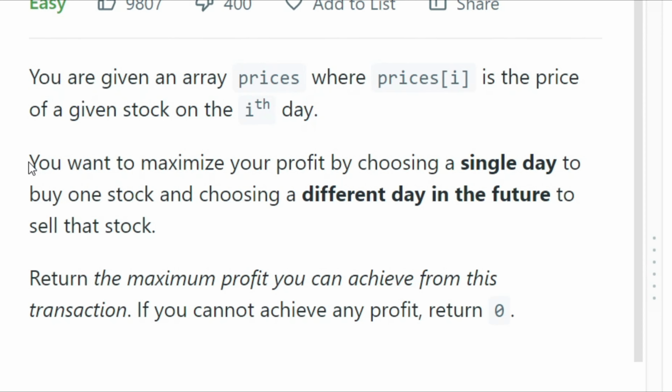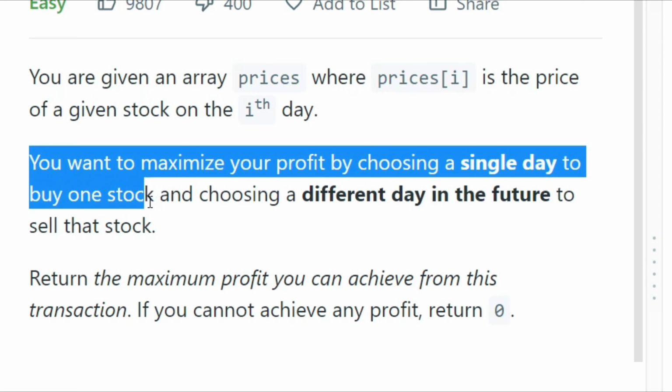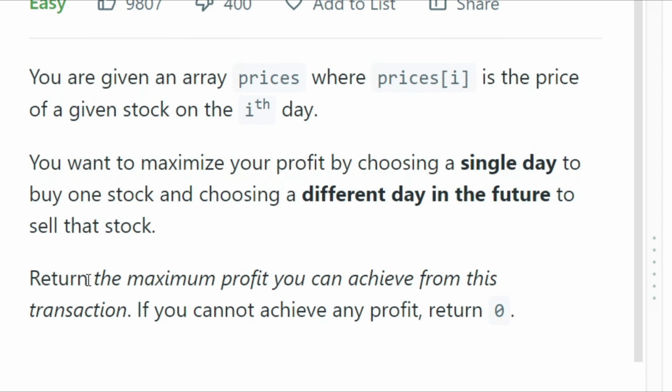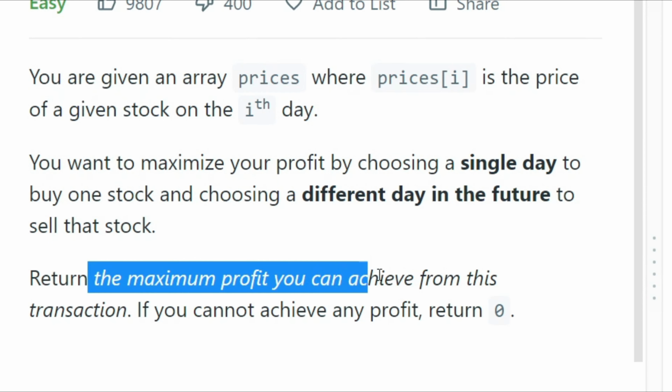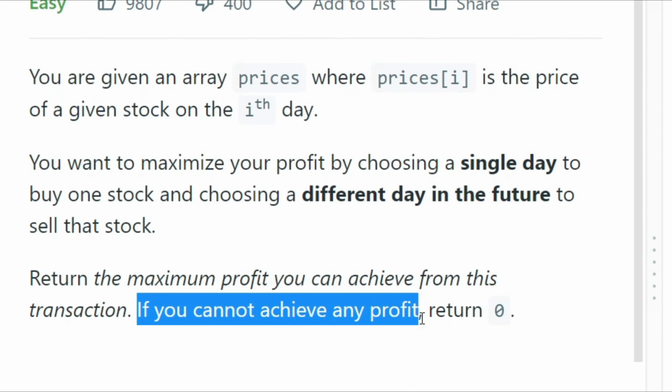Let's continue. You want to maximize your profit by choosing a single day to buy one stock and choosing a different day in the future to sell that stock. Return the maximum profit you can achieve from this transaction. If you cannot achieve any profit, return 0.